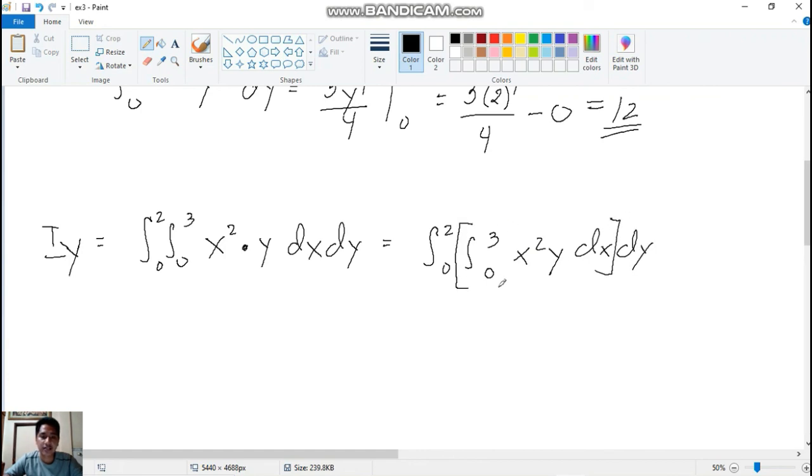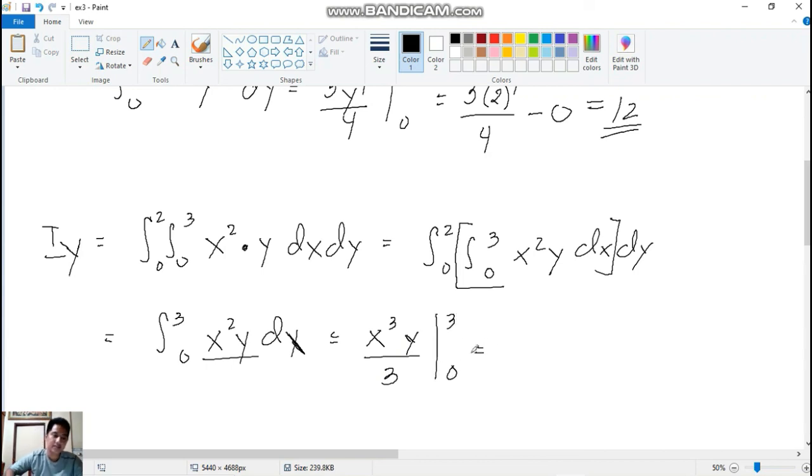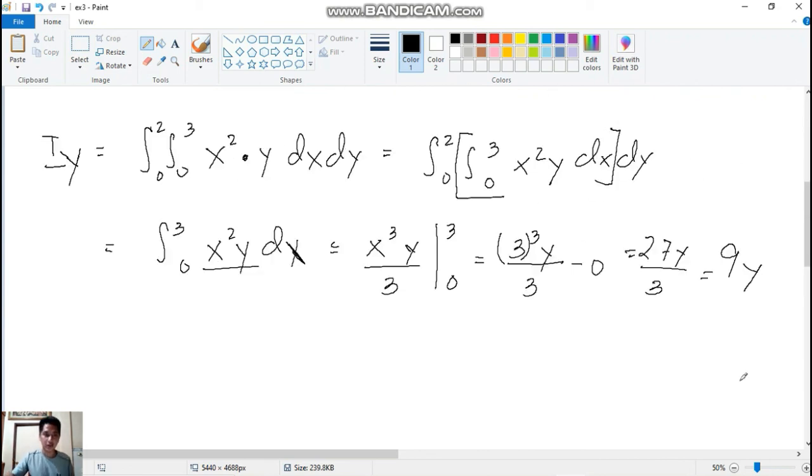You start integrating the inner part first. So the integral of x raised to 2y. We're going to get the antiderivative of this one in terms of dx. So it will become x raised to 3y all over 3. And then the values of x are 3 and 0. Substituting the following values, we have 3 raised to 3 y all over 3 minus 0. 3 raised to 3 is 27y all over 3. So 27 over 3 is 9, and then y. So we're going to substitute 9y into our equation.